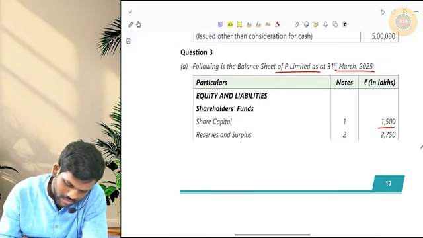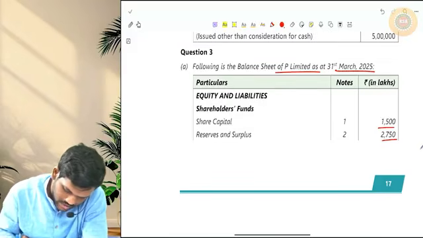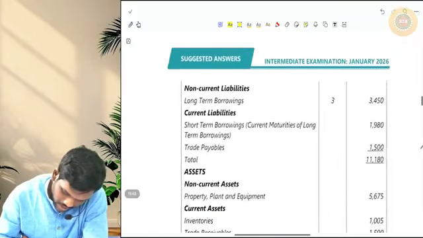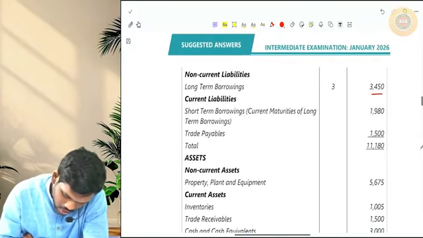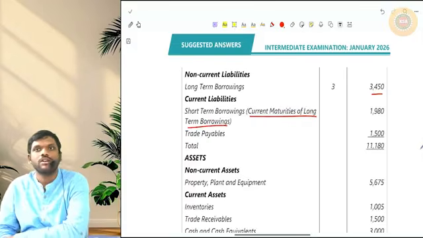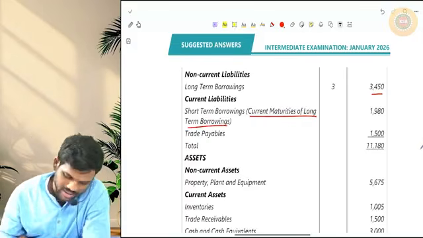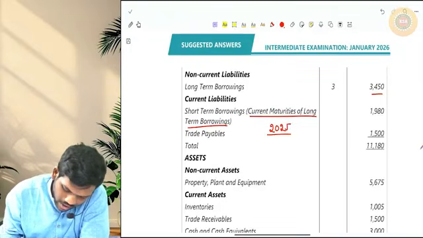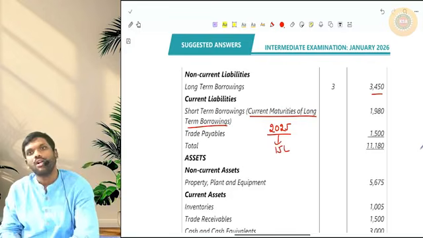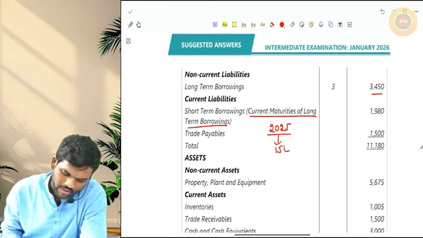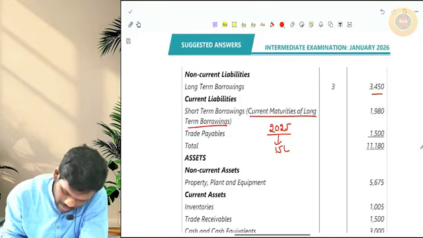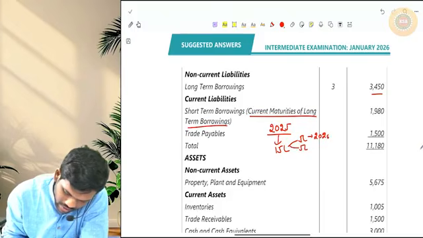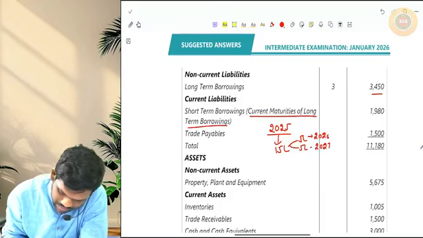Share capital is given. We'll see the notes. Then we have reserves and surplus. We have long-term borrowings, short-term borrowings, current maturities of long-term debt. So what is this current maturity of long-term debt? See, assume in 2025, I took 15 lakhs loan. And this loan will be repaid in 3 installments. That means 5 lakhs I will pay in 2026. Another 5 lakhs I will pay in 2027. Another 5 lakhs I will pay in 2028.